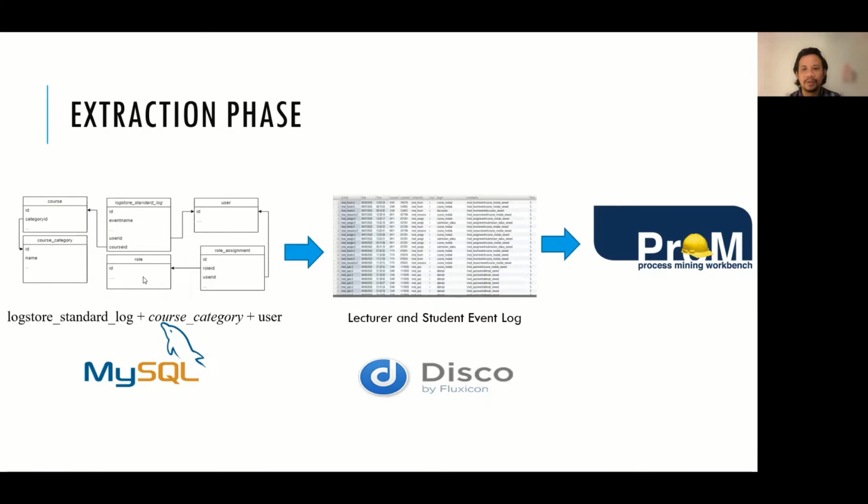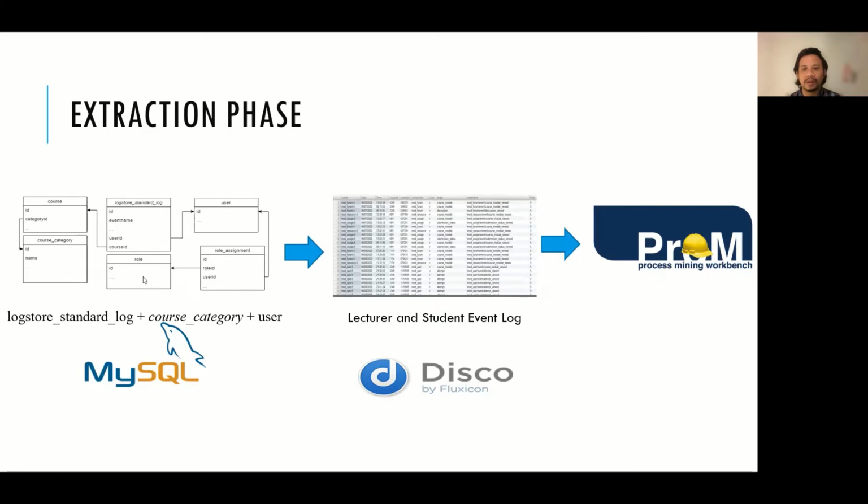To get event log for each study program, the log store standard log table is matched with the course and course category tables in the course ID attribute. After getting the event log for each study program, then separating the record based on the lecturer and student user, which is done by matching the log store standard log table with the user table on the user ID attribute.